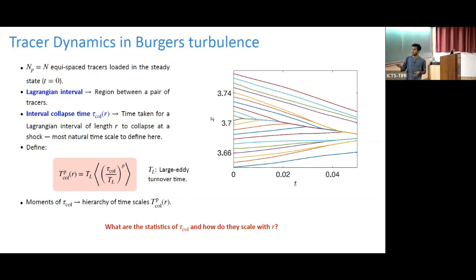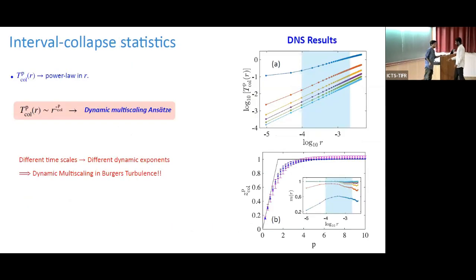This time scale, T_p^col, is the time scale which we extract from the pth moment of these interval collapse times. And in that way, we are able to observe dynamic multiscaling in Burgers turbulence as well.